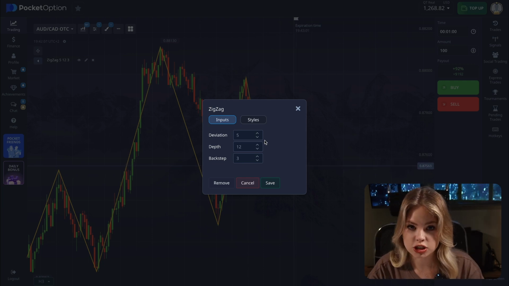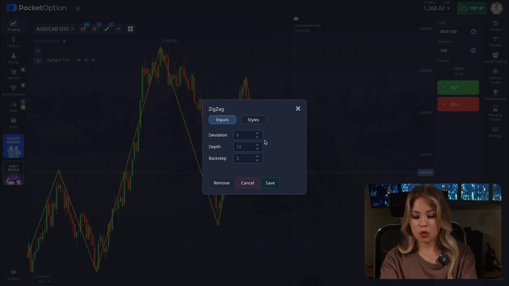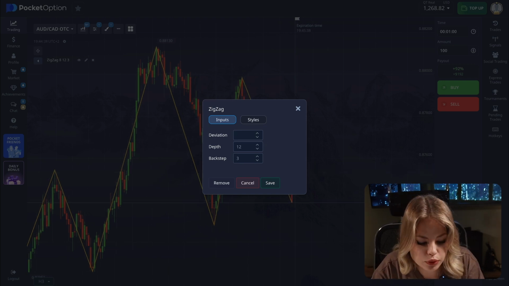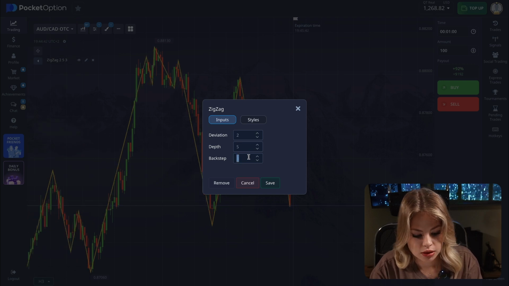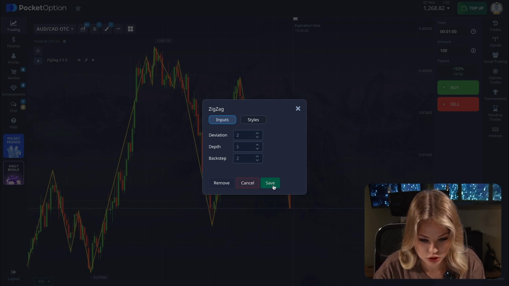So guys, I forgot to change the indicator and prepare it for quick trades. Here I put 2, here I put 5, and here I put 2. 2, 5, 2.